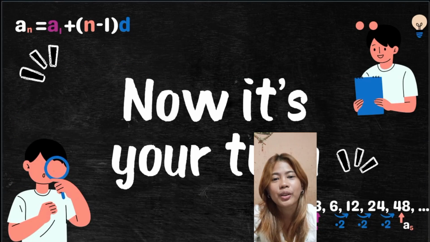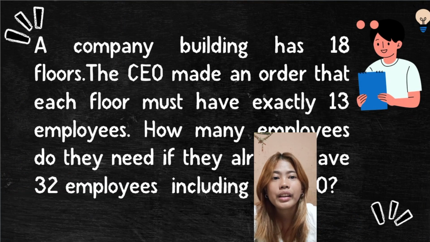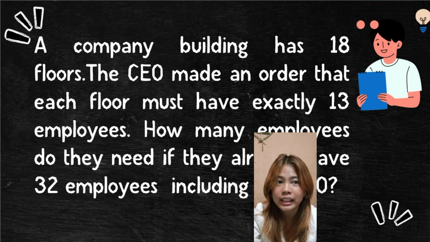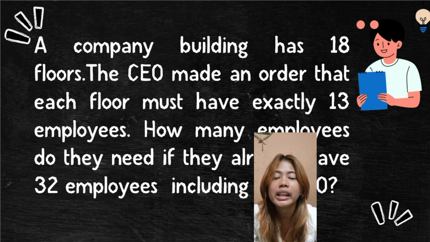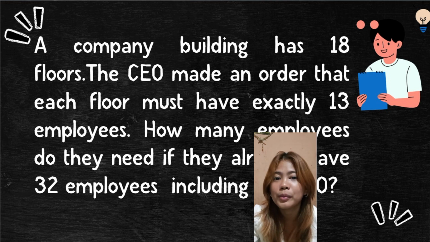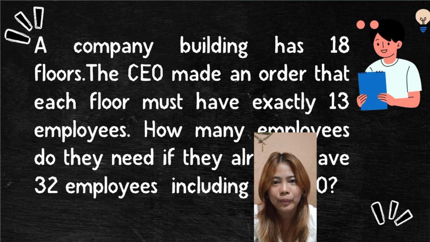Now it's your turn to solve real life problems. Here's problem 1. A company building has 18 floors. The CEO made an order that each floor must have exactly 13 employees. How many employees do they need if they already have 32 employees, including the CEO? I'm giving you 2 minutes to answer this problem.